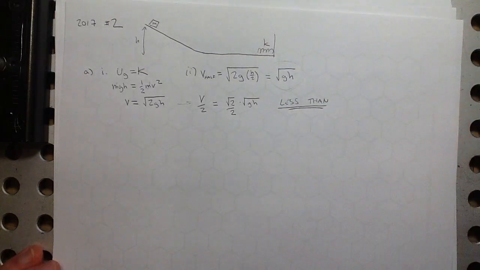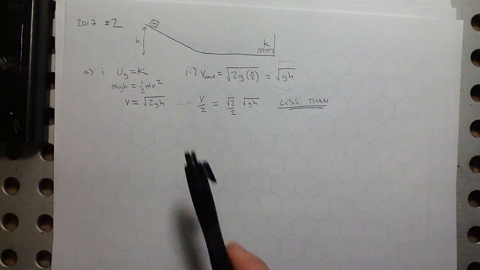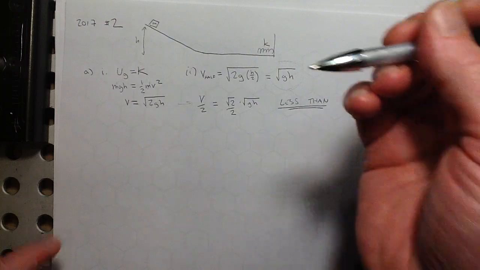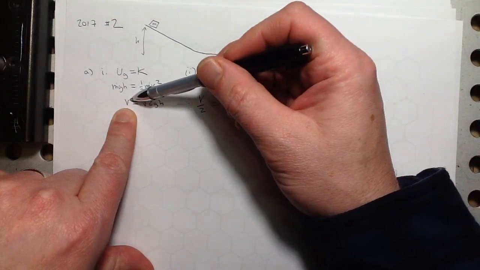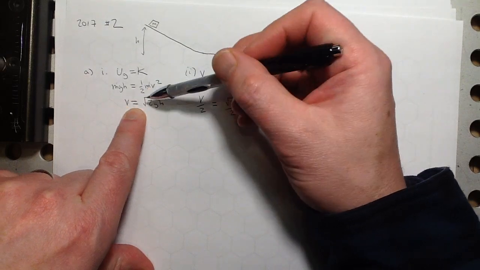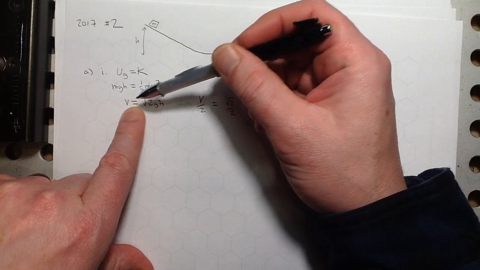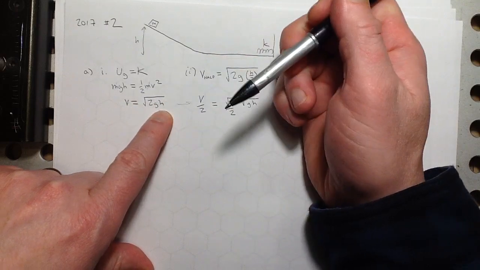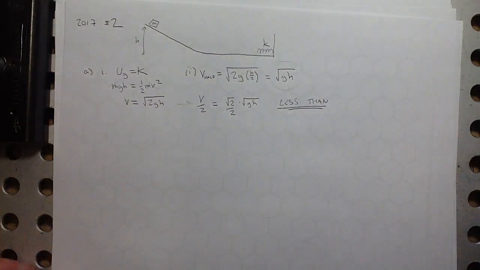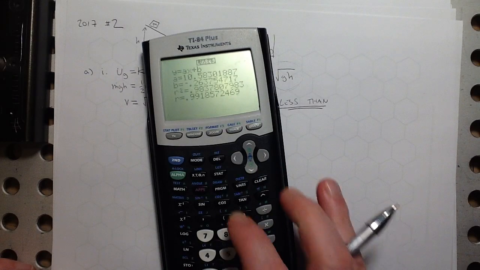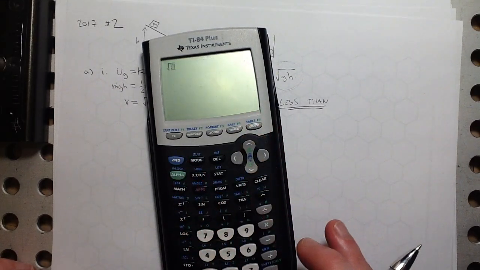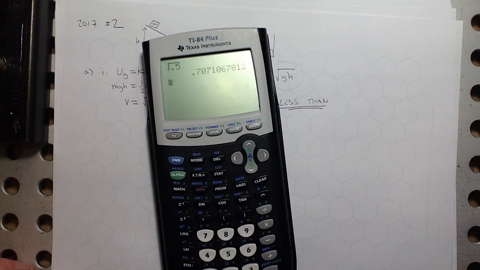You could show this work to justify that. You could also use proportional reasoning and say, since the speed depends on the square root of h, then at halfway down, it's the square root of 1/2, which is about 0.7. In case you don't believe me, the square root of 1/2 is about 0.7.